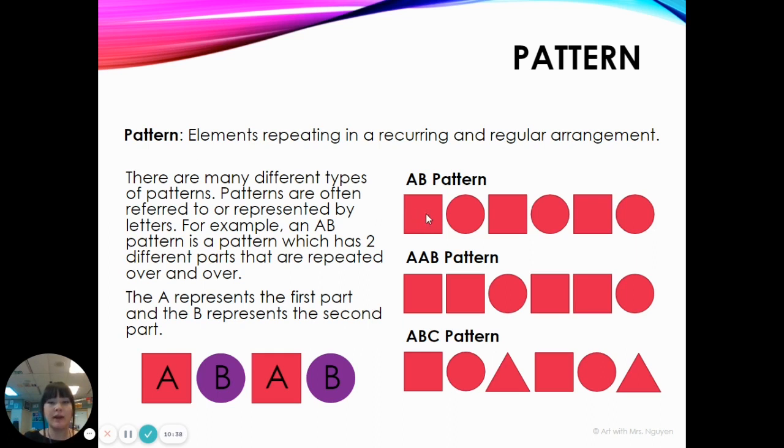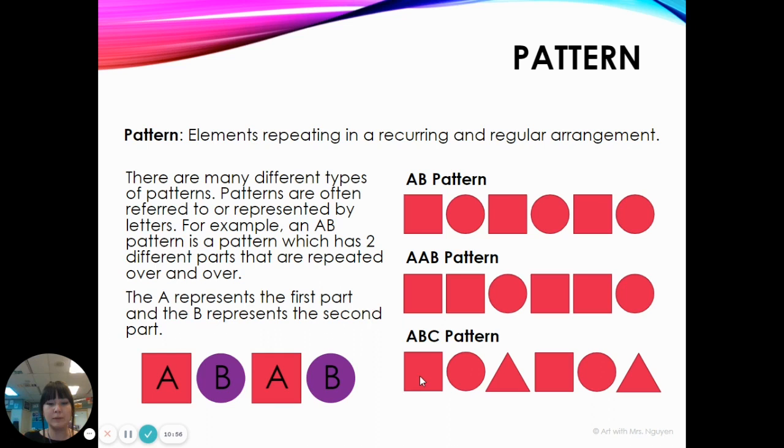Here's an example of an ABAB pattern. If you think of the square as A and the circle as B, it's repeating A, B, A, B, A, B. This one is an AAB pattern. Square, square, circle, which is AAB, AAB.